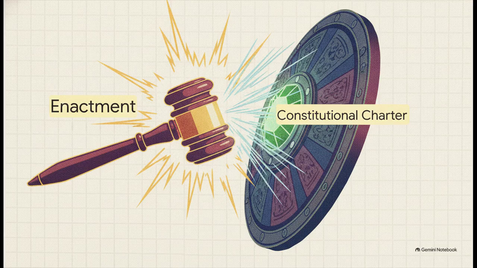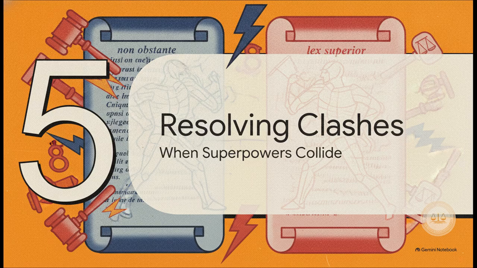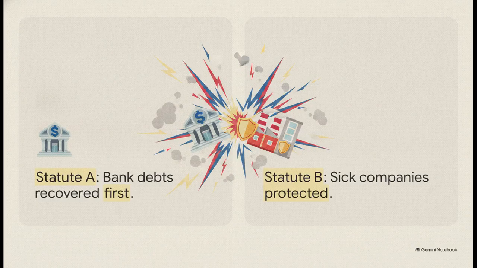And finally, Section 5, resolving legal clashes. We know how the superpower works, and we know its limits. But what on earth happens when two superpowers collide head-on? Imagine this scenario. It's known in the legal world as the double NWS clash.